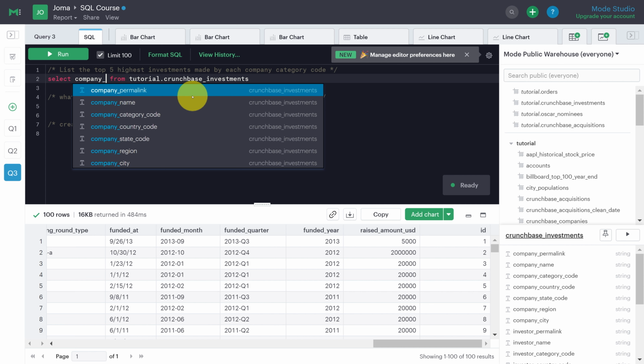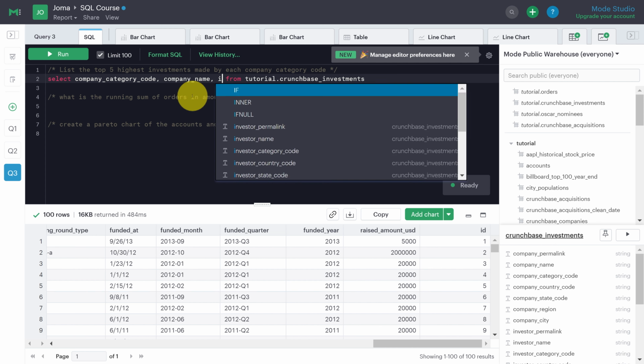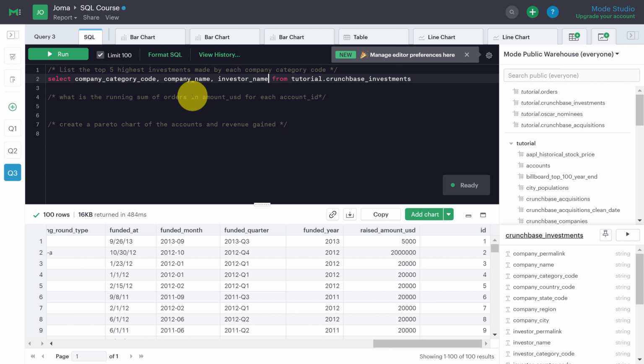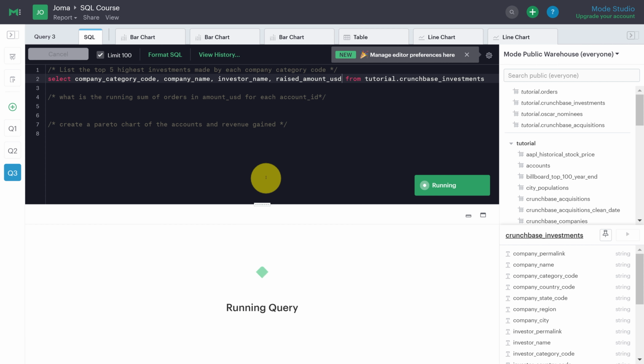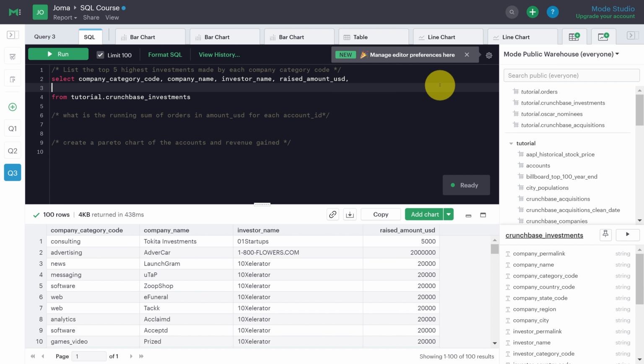All right, let's just list a few things that we care about, because this table is quite big. So let's just do company category code, which is what we care about. We care about the company name, and then the investor's name, and then also the raised amount. Let's run this again so it's a little bit cleaner. All right, so these are the columns we care about. And now what we want to do is create a new column, which is like the ranking.